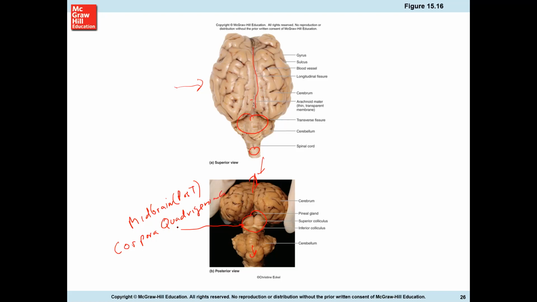The corpora quadrigemina contains two parts. There are 4 bumps, right? The top 2 bumps are called the superior colliculi. Colliculus is singular, right or left. The superior colliculi is about visual input or visual reflex, I'll say. You might have learned this in lecture. The inferior colliculi, now there's 2 of them, is auditory reflex.